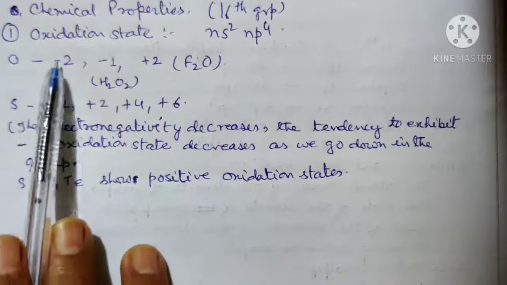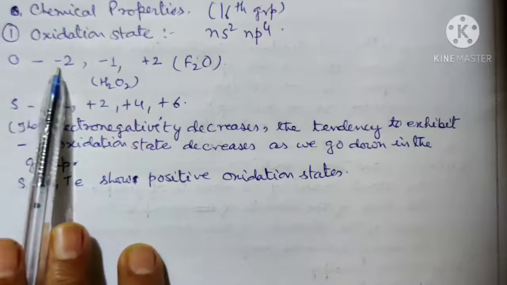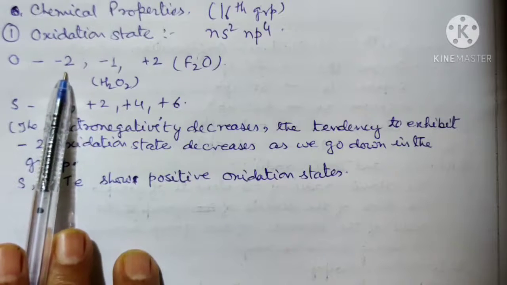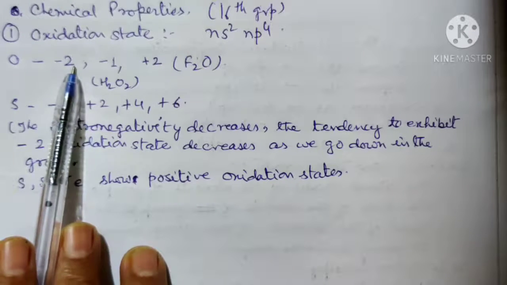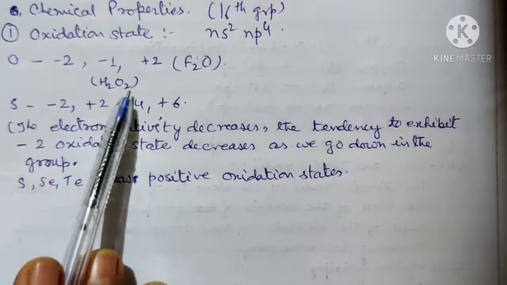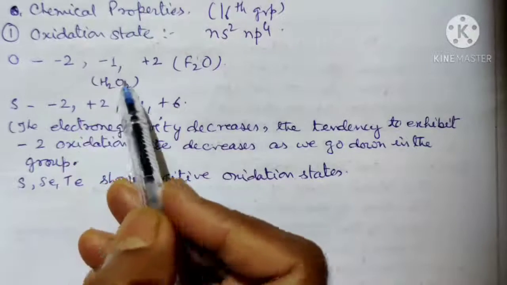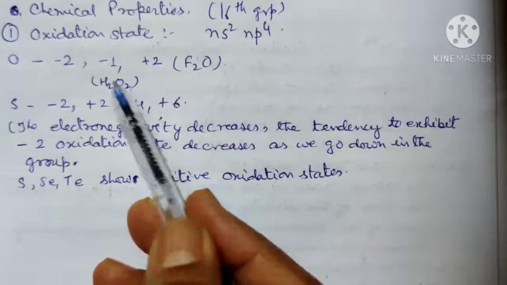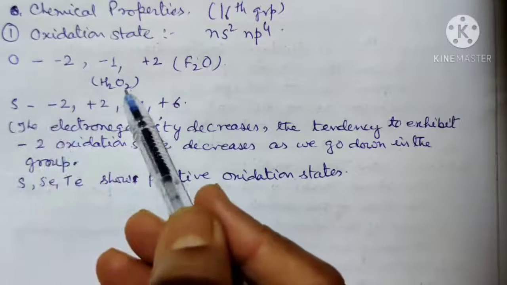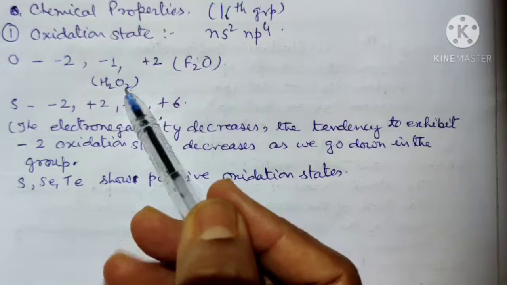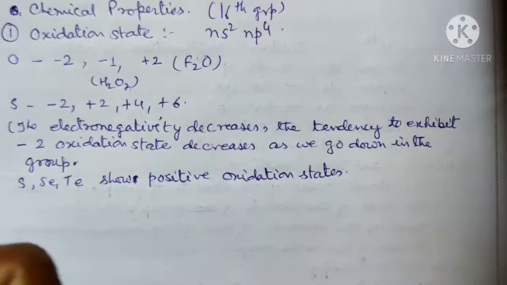So oxygen is very reactive and has -2 oxidation state. That is the common oxidation state for oxygen. It also shows -1 oxidation state in peroxides. Some others, like +1 and +2 oxidation states, are seen with the compounds of fluorine.